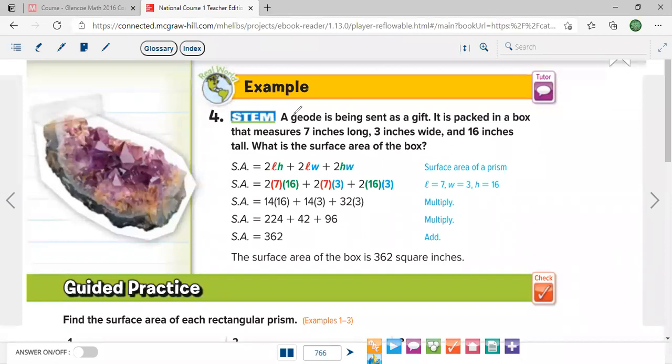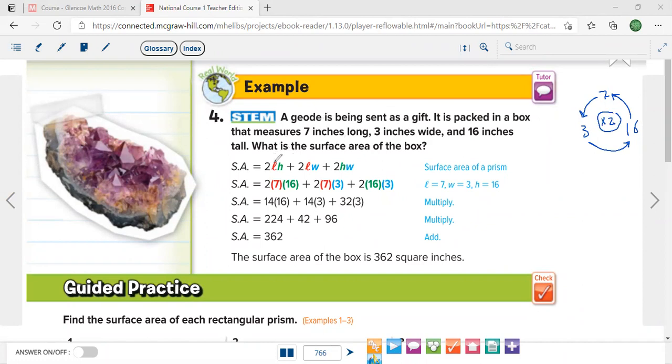In example number 4, a geode is being sent as a gift. It's packed in a box that measures 7 inches long, 3 inches wide, 16 inches tall. So 7, 3, 16. So 7 will be multiplied by 3, and 3 will be multiplied by 16, and 16 will be multiplied by 7. And every multiplication we have multiplied by 2.